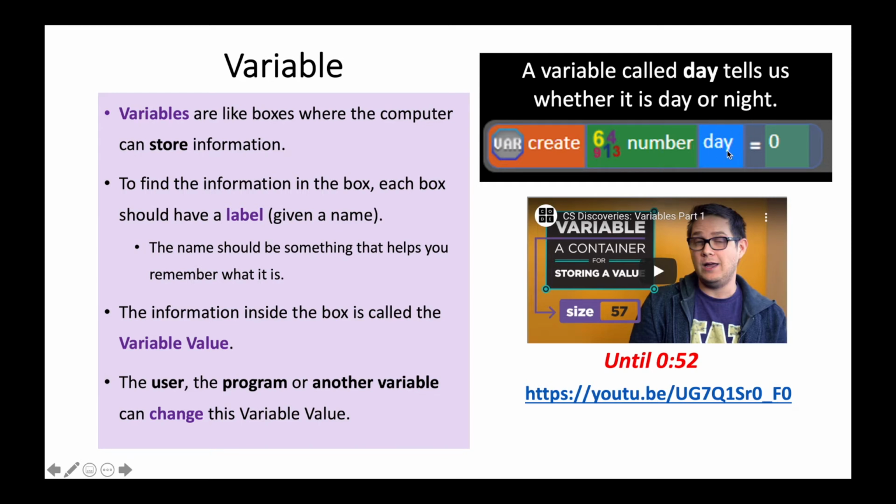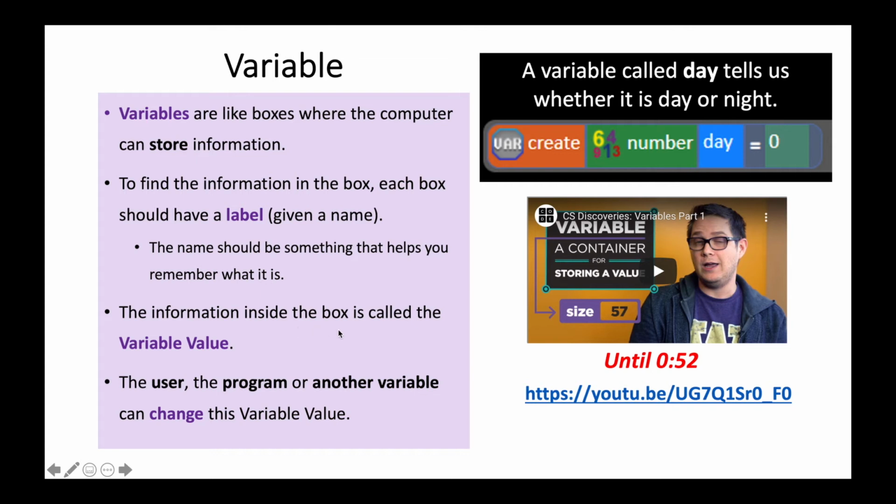And this variable is going to tell us if it's day or night. So in the program, if it's the day, if it's the morning, it's going to be set as 0, but if it's the night, it's going to be set as 1. So this allows the program to differentiate between day and night.